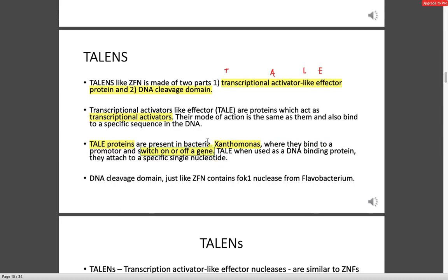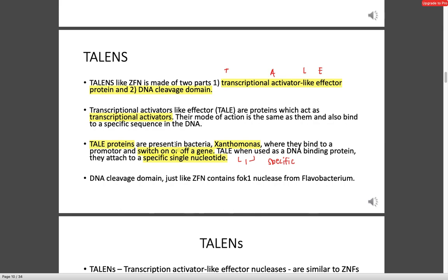Okay, compare dengan ZFN, dia untuk TALE dia lebih spesifik. Satu TALE dia boleh attach to specific single nucleotide. So making the process more precise. Meaning that if you want to do the deletion or insertion or mutation, so it's more specific, alright? Because dia attach kat satu, ZFN dekat tiga. So the probability of the tiga tak kena is higher, alright, daripada single nucleotide. And then we have DNA cleavage domain, just like the ZFN contain FokI from Flavobacterium. So nama yang ni dia panggil DNA cleavage domain for the enzyme for cutting.